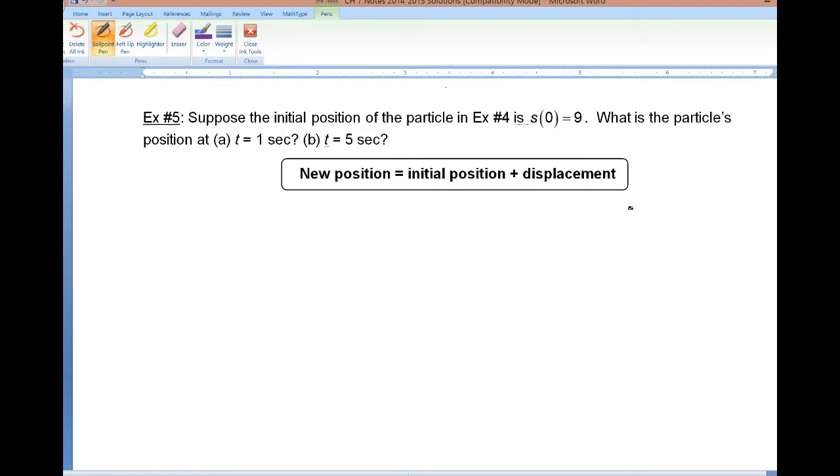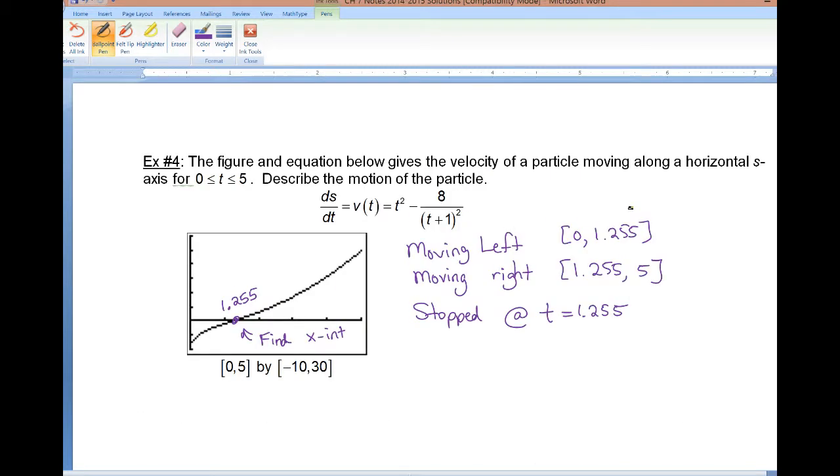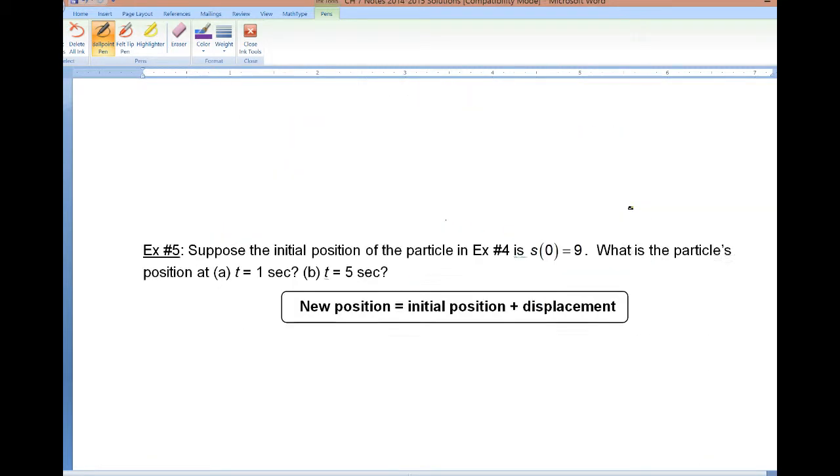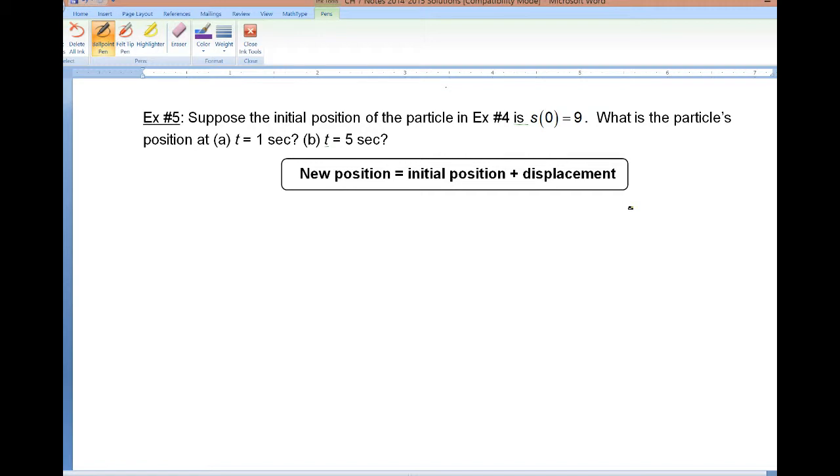So we're basically taking this last example. It's still a calculator problem. You're going to do this all on your calculator. I guess you could do it by hand. The first part is the new position, or you can think of this as final position. You can figure out the position anywhere on the interval as long as you have the function and a value at some point. It's example four. So let's figure out displacement first.